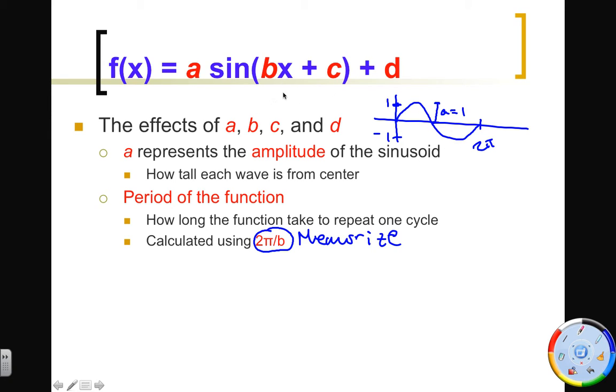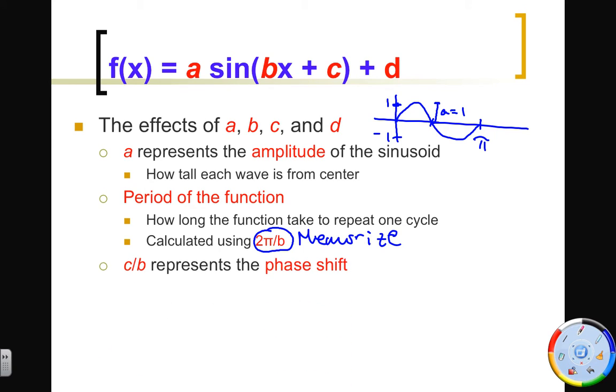So if b was 2, then it'd be 2 pi over 2, which is pi. So it actually would repeat one cycle. I would just do this. I would go, okay, there's one period. It's pi, which means my halfway mark would be pi halves. My quarters would be pi quarters and 3 pi quarters.